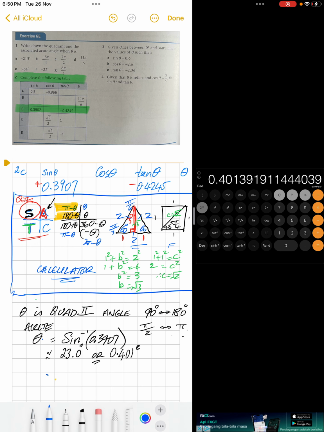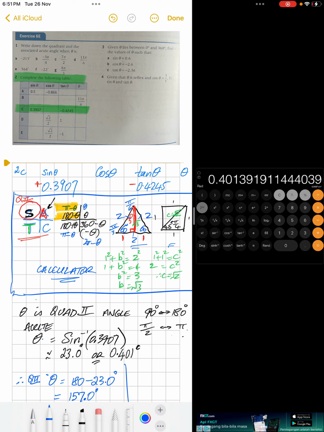We can go straight away now and say that in quadrant 2, theta is 180 minus 23.0 degrees. So the angle we're looking for is in fact 157.0 degrees. Just 157 is 3 significant figures. Or to 1 decimal place, we would put 157.0. It's always good to have 1 decimal place for degrees. Read the details to find out whether we need 3 significant figures or 1 decimal place.